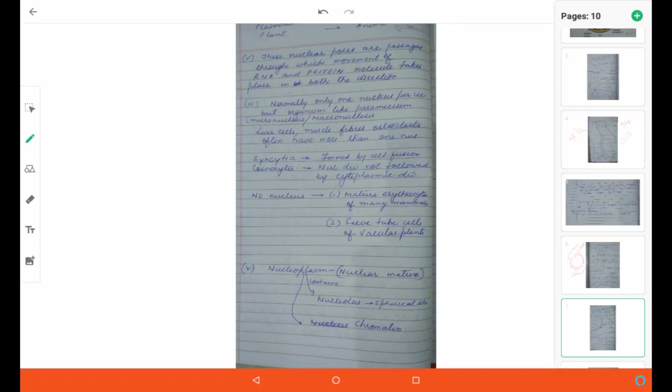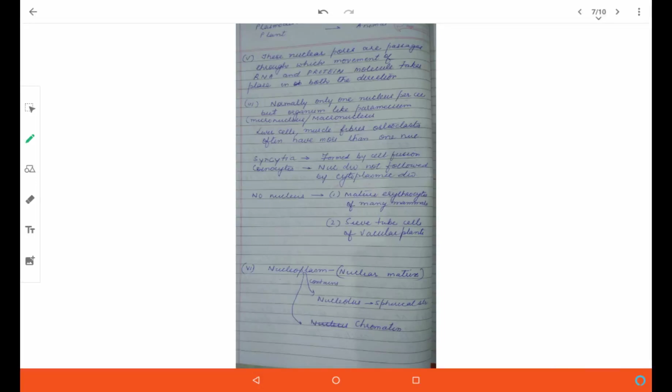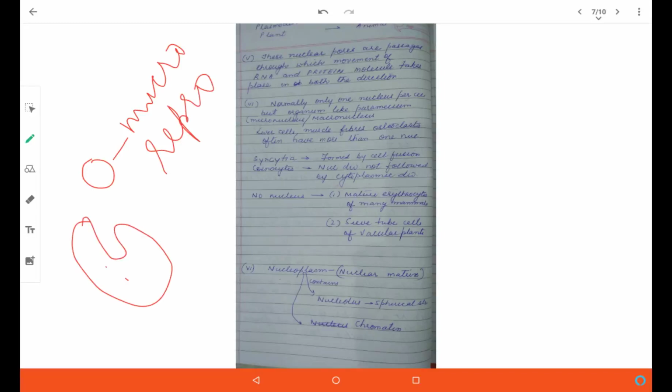Normally, we have one nucleus, but many cells and organisms have more than one nucleus in their cells. Like for instance, in paramecium, we have one micronucleus and another is macronucleus. This is micronucleus. This is meant for reproduction in paramecium, whereas the macronucleus is meant for metabolism.